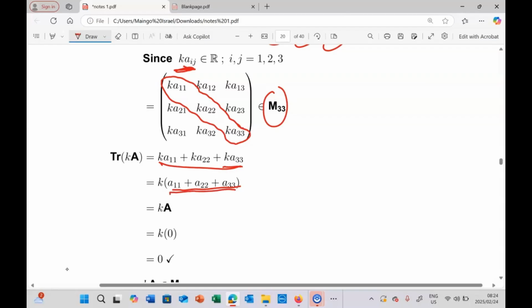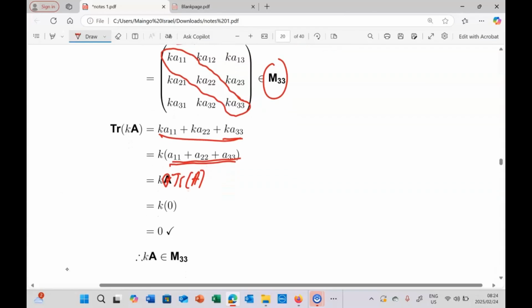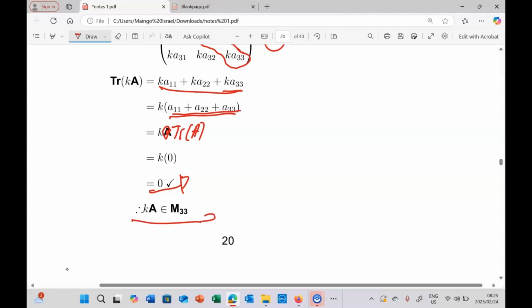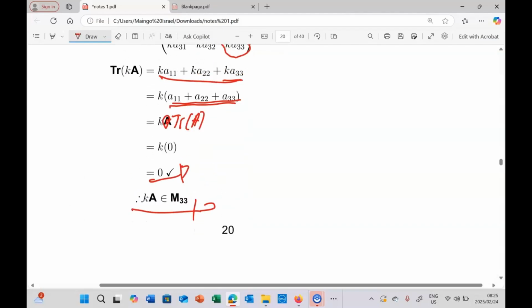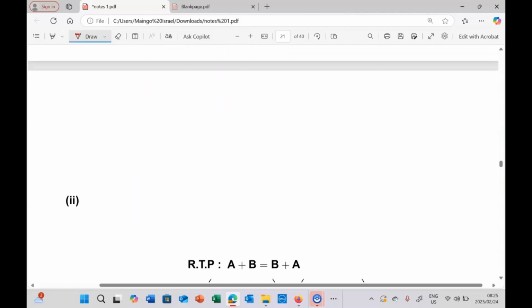What is this? It's not A, but the trace of A. Sorry, that's a typing error. The trace of A, this thing. But what is the trace of A? The trace of A is 0. So K times 0 is 0. Therefore we can conclude that Ka belongs to M33, and the closure property under scalar multiplication holds. So that's how simple it is.